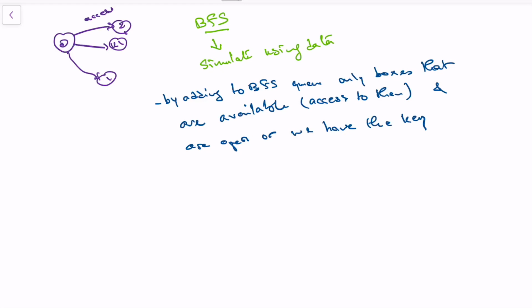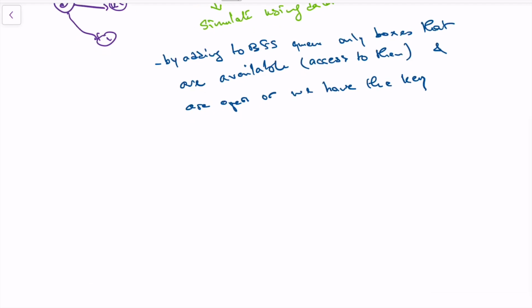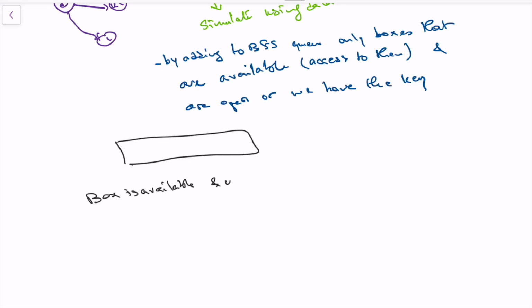And so how can we code this up? One thing we know is that we need a queue. Once we find a box is available and open, we add it to the queue. So this is the process that we will do.